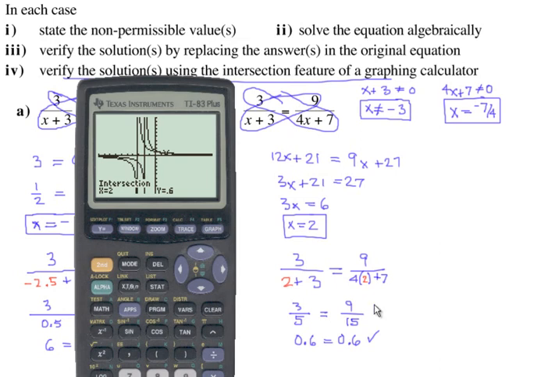Final point. Sorry, just thought of this. I told you before that you should check your solution and make sure it isn't one of your non-permissible values. I should have done that this time as well. My solution is 2. This is negative 3. This is negative 1.75, so again, we're all right. Every so often we'll throw you a problem where you get a solution and you think, hooray, I'm done. But that solution is actually no good because it's non-permissible. Don't let us catch you with that.